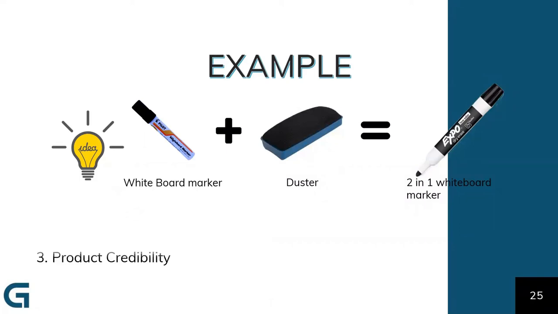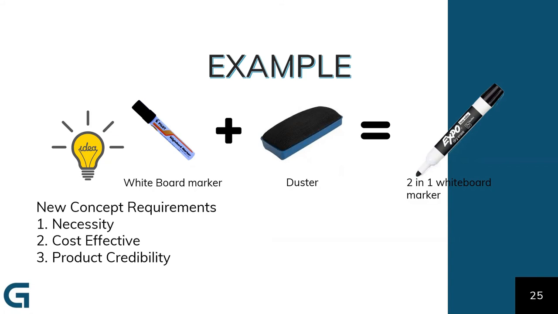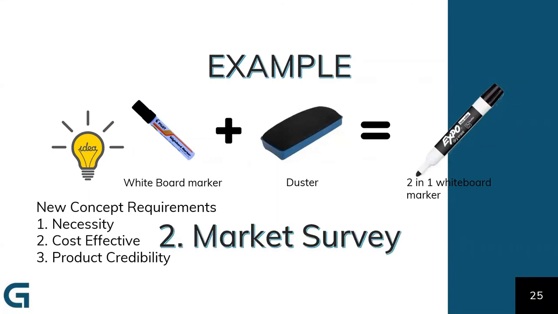So what are the things we have to consider when selecting a product? One is necessity: is it necessary for me to develop this product? Then cost effectiveness: is it cheaper than the existing product? And then product credibility: will the product run in the market? These are the three questions we have to ask ourselves, and when we answer these, the product can be launched. Whatever exercise we did now is called market survey.